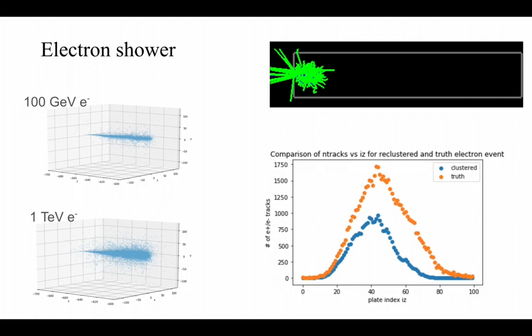When an electron comes into the emulsion detector, because of the tungsten, it will initiate an electron shower. For energetic electrons, a larger number of shower particles will be initiated. Here's just one comparison between a 100 GeV electron and a 1 TeV electron. If you look at the cross-section view of the electron, we can count the number of tracks in each plate. Along the longitudinal plane, the shower profile has a maximum, and then the number of tracks is reduced.